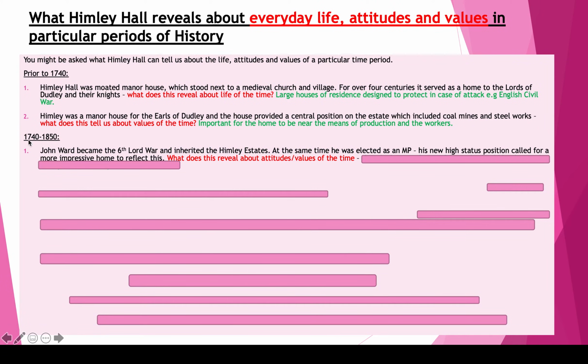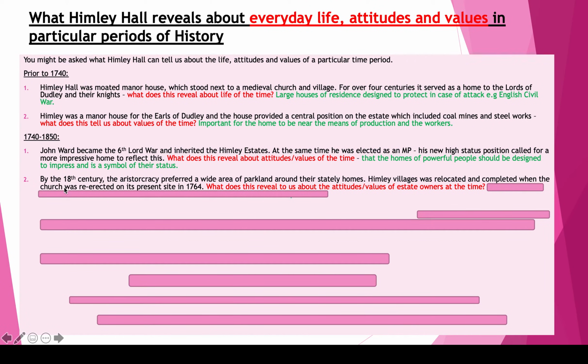The next time period then, 1740 to 1850, we've got the fact that John Ward, who is the 6th, that should say Lord Ward, inherits the Himley estates. At the same time, he's elected as an MP, so a Member of Parliament. His new high status position called for a more impressive home to reflect this. Due to the fact that he demolishes Himley Hall as it stood in the prior to 1740 period and completely rebuilds it, what can this reveal about attitudes and values of important people like MPs at the time? Well, it can reveal that homes of powerful people at this time were designed to impress and be a symbol of their status.